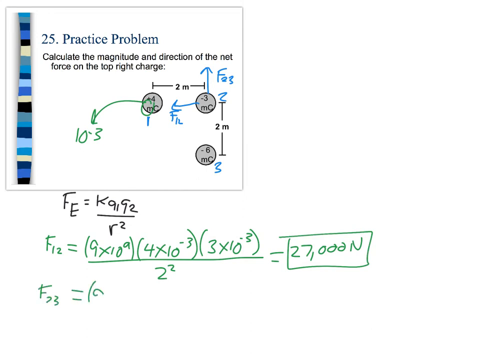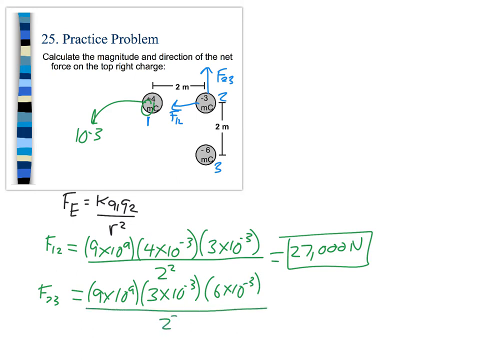I'm going to do the same thing here for F23. And so that's going to be 9 times 10 to the 9th. Once again, the two charges now are going to be charge 2, which is 3 times 10 to the negative third coulombs, and charge 3, which is 6 times 10 to the negative third coulombs, all over the distance between them, which is also 2. And for that one, I get a force of 40,500 newtons.